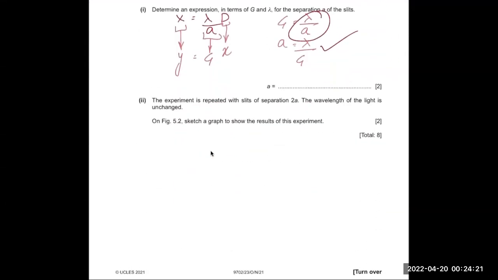Part 2 of this question says, the experiment is repeated with the slits of separation 2a. The slit separation is doubled. The wavelength of the light is unchanged. On figure 5.2, sketch a graph to show the result of this experiment.